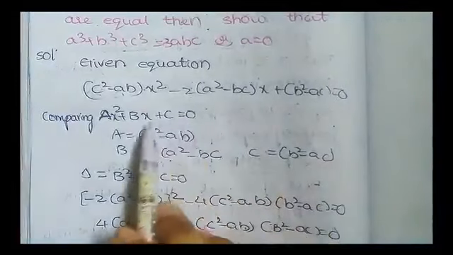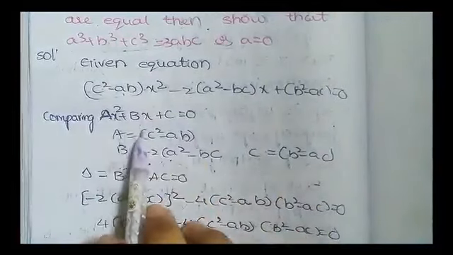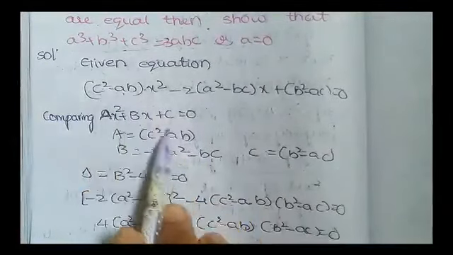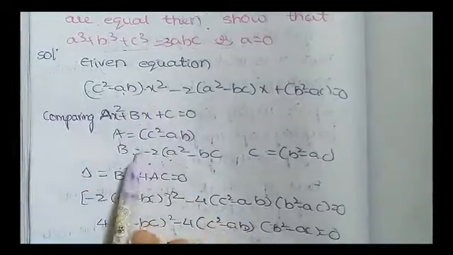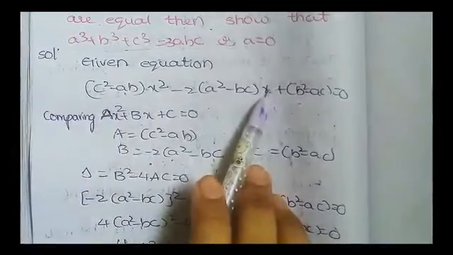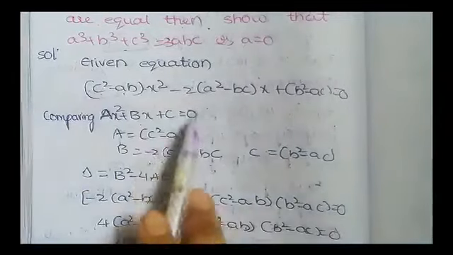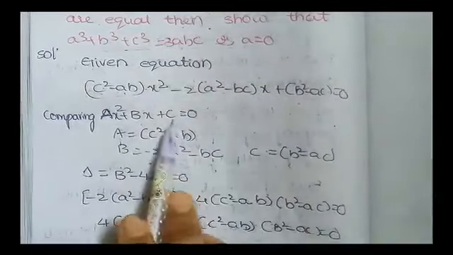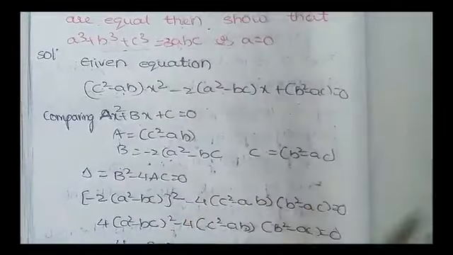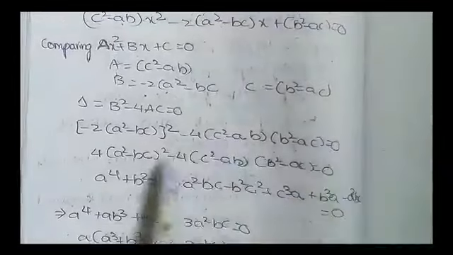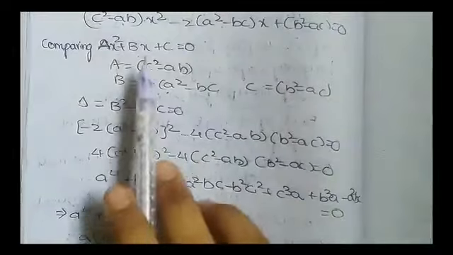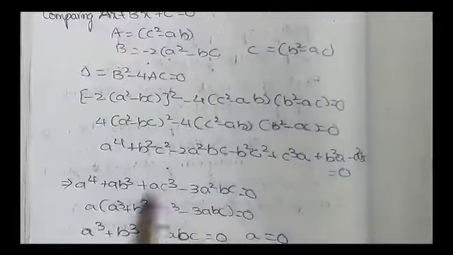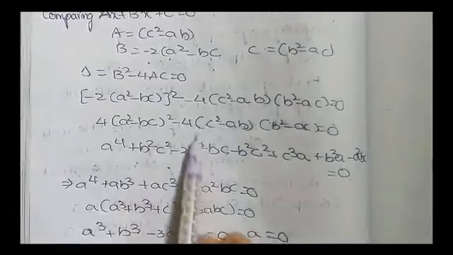It is already written in x square terms, x terms and the constant. So by comparing it with the quadratic equation, a is equal to the coefficient of x square. The coefficient of x square here is c square minus ab. That is what I have written. And b is the coefficient of x, so the coefficient of x is minus 2 into (a square minus bc). And the constant c is b square minus ac. Now we can find the discriminant, that is b square minus 4ac, and substitute the a, b, c values in this equation, so that we will get an equation after solving this.